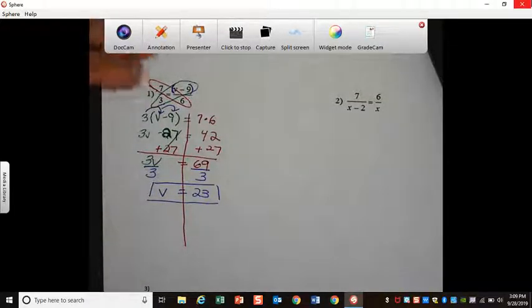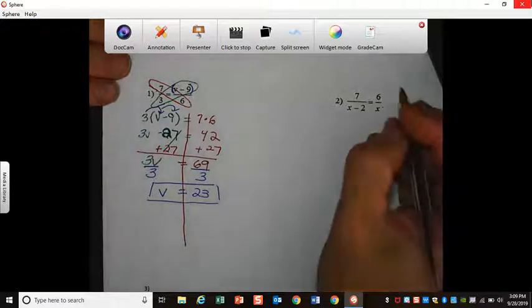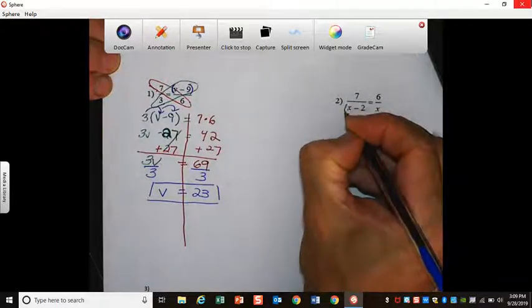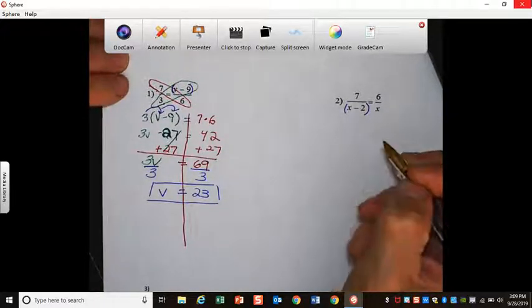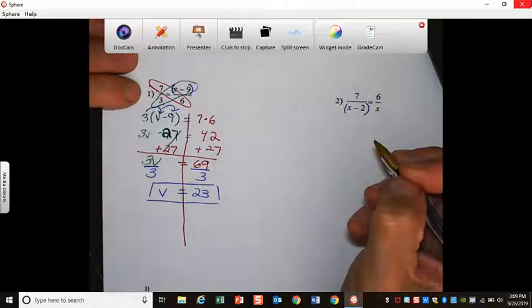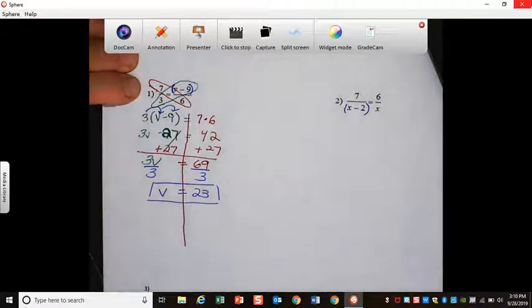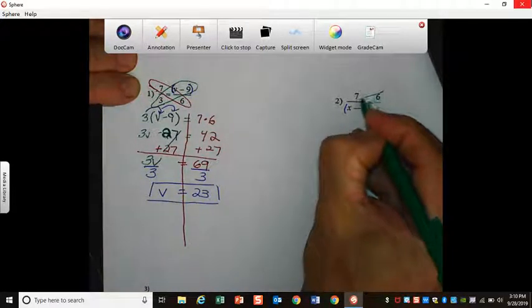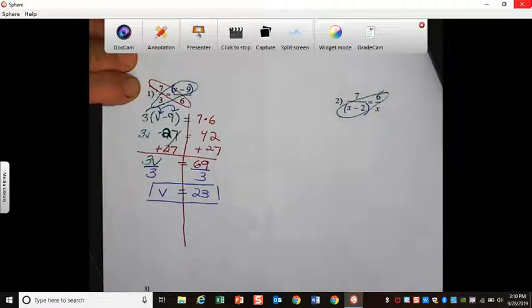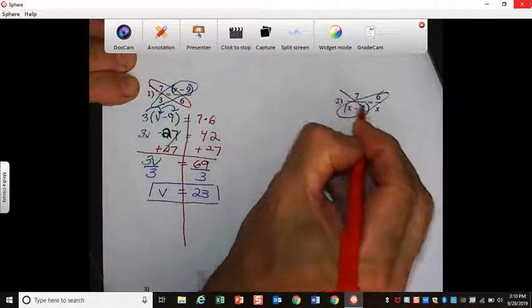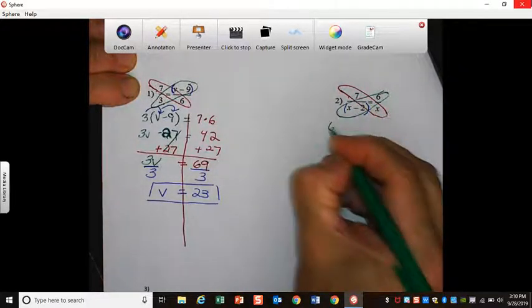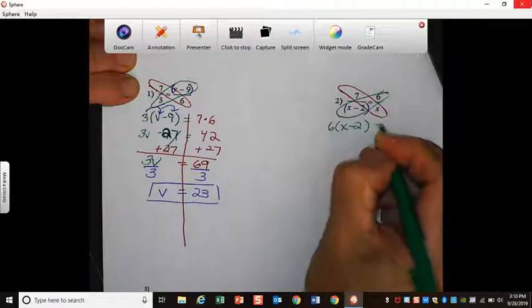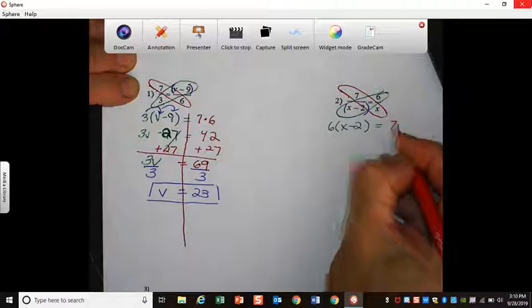Okay, number 2. You have 7 over x minus 2, and we see in the denominator here, x minus 2 has 2 terms, so I'm going to put parentheses around it, and that equals the ratio of 6 over x. So I'm going to do my butterfly. I'm going to start with the green. I'm going to multiply 6 times x minus 2 in green, and my other butterfly wing will be 7 times x. So I'm going to do 6 times x minus 2 equals, and in red, 7 times x.